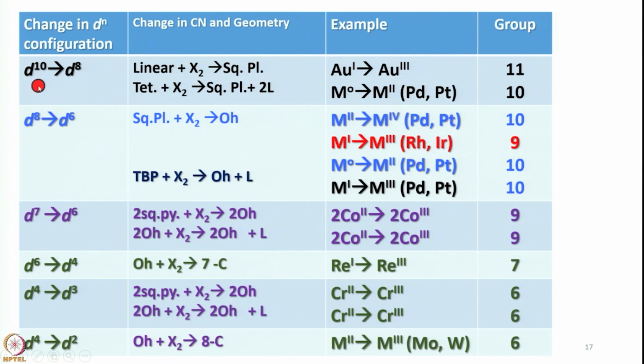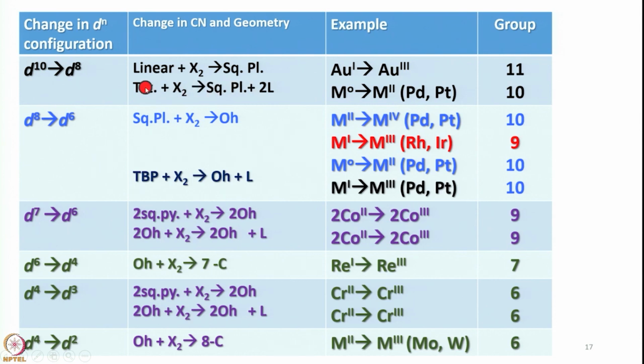For example, if you take a d10 species, essentially I have to go for group 11: copper, gold or silver. I have considered gold, gold(I) to gold(III). When you perform oxidative addition reaction, what happens? To start with, linear geometry is there, that should change to square planar, and in some cases even tetrahedral geometry can also change to square planar, and 2 ligands would come out in that case, because we started with 4 and we end up with 4. So, the 2 ligands that were present on the metal should come out.